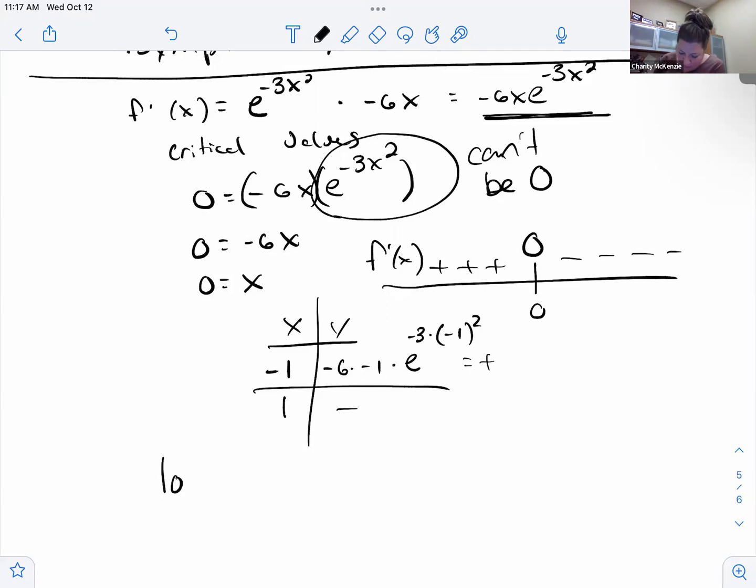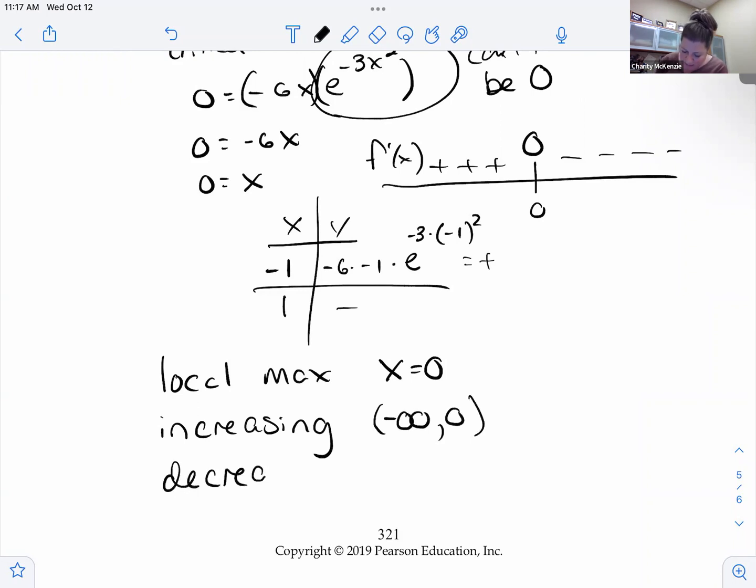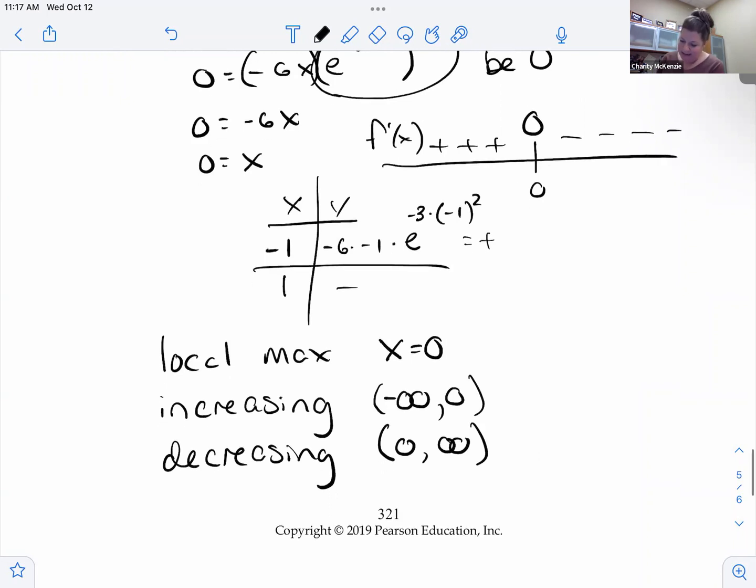Okay, so local max at x equals 0. Increasing. It's increasing from negative infinity to 0, and it's decreasing from 0 to infinity. All right, second derivative.